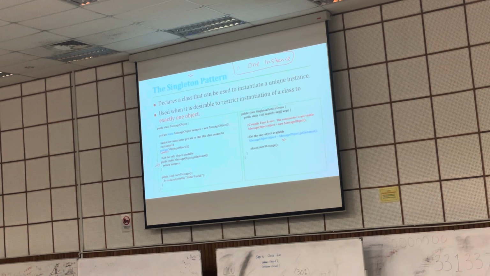When you create your class like this, it only allows you to create one instance. Correct or not? You just call this one message object, which is a static variable. This is the object creation, right? So every time, this is the only object that I can create. And the constructor is already private, so there is no way that I can create another object.